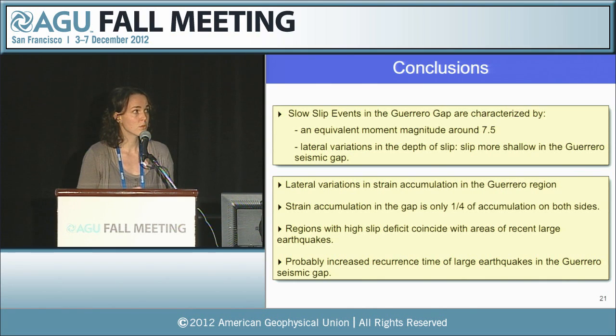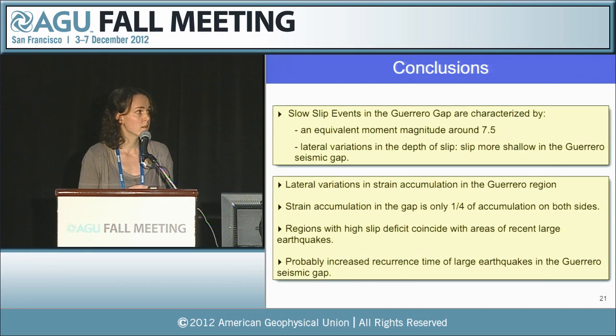So some conclusions. We've seen that slow slip events in Guerrero are characterized by an equivalent moment magnitude around 7.5 and important lateral variation in the depth of slip, with slip that is more shallow in the Guerrero seismic gap compared to adjacent regions.